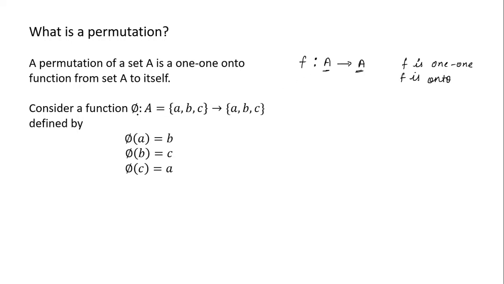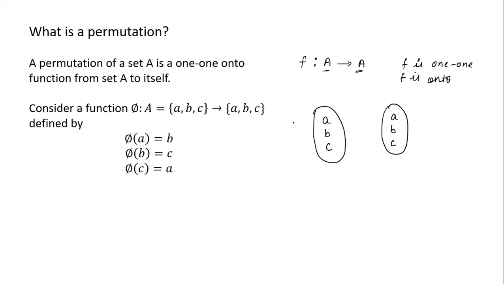Consider a function phi from the set A equal to {A, B, C} to itself, defined by phi of A is equal to B, phi of B is equal to C, and phi of C is equal to A. Then phi is a permutation on A. So for that, let me draw the domain. The domain has three elements A, B, C, and our codomain is also the same, A, B, C itself.